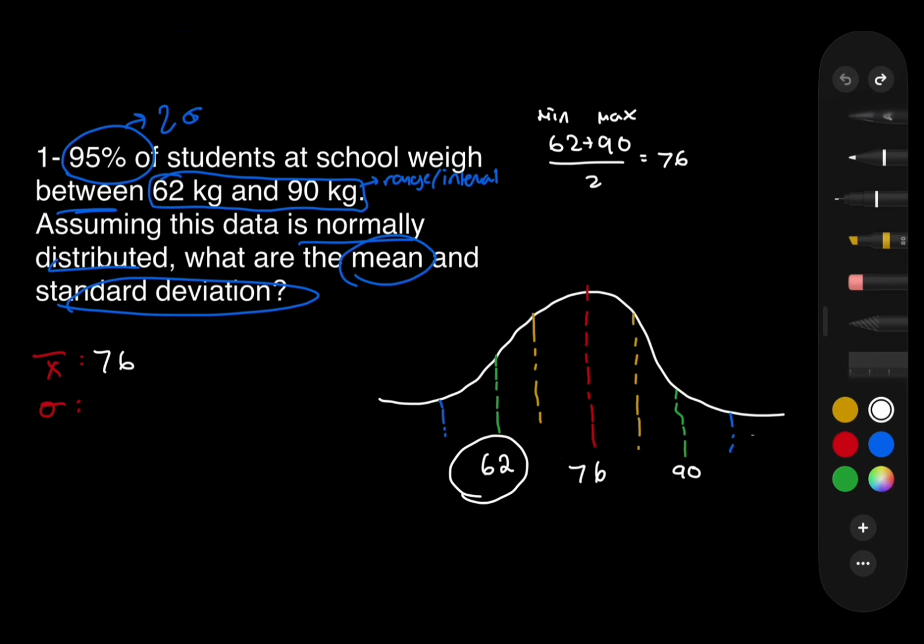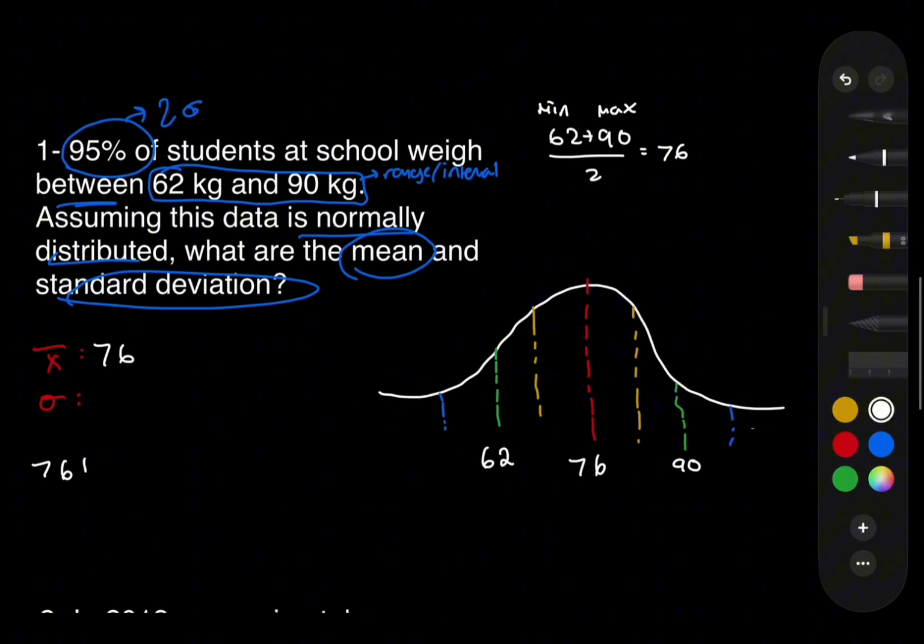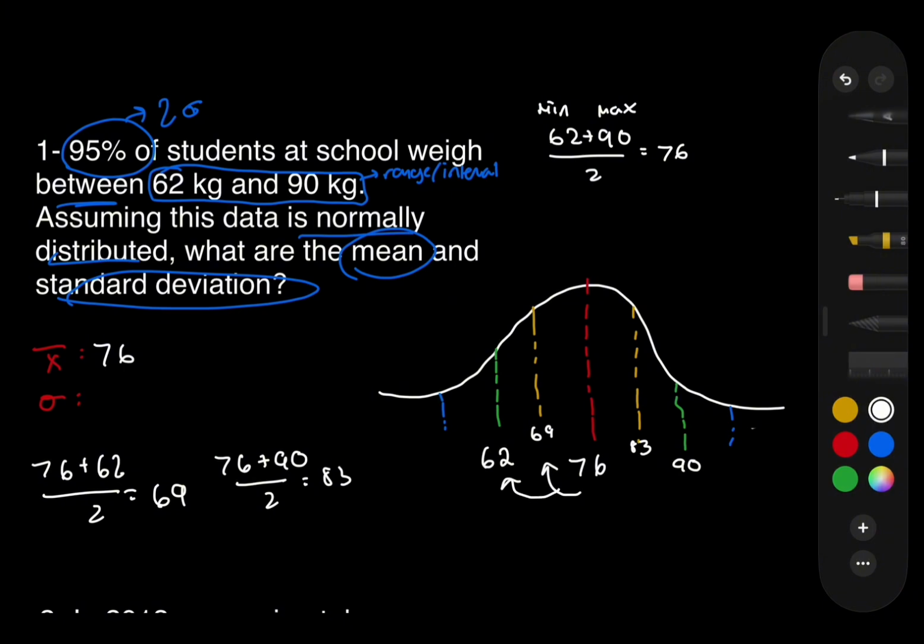Now there are many ways you can solve for this. I'm going to show you a few ways. So you can do 76 plus 62 and divide it by 2, and you're going to get 69. And that's going to fall right here in between. Now if you do the same thing for 76 and 90, you're going to get 83. Now that you have those values, we can easily see what the standard deviation is. Well, again, this is just one standard deviation, and this is two standard deviations.